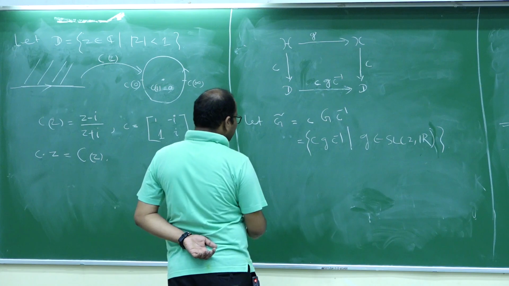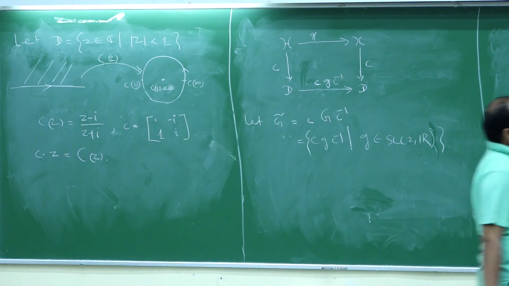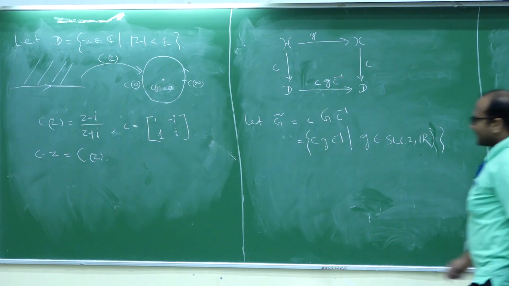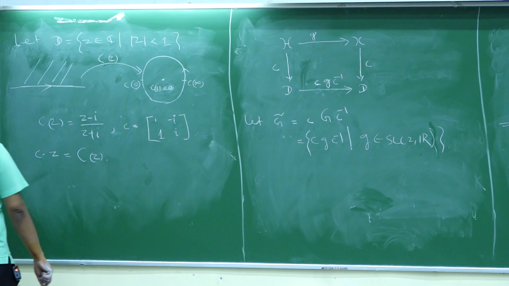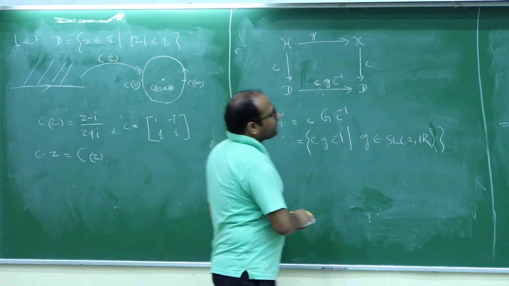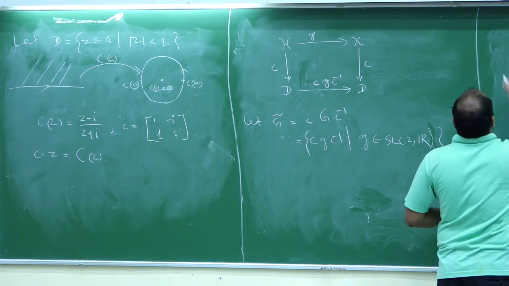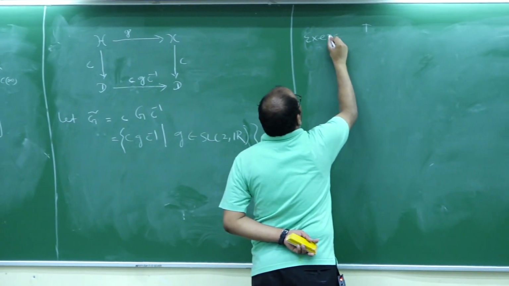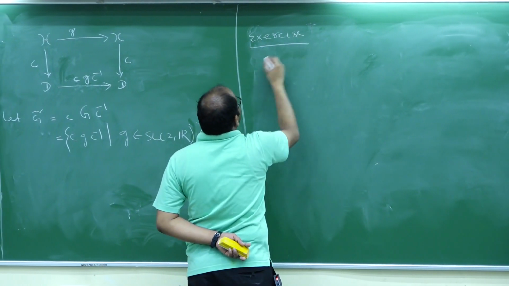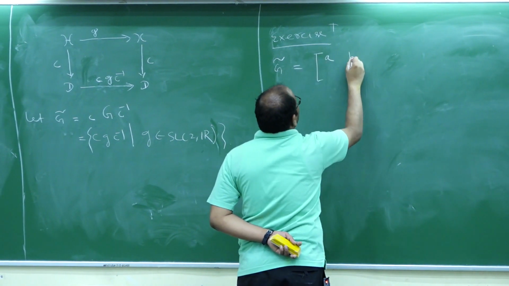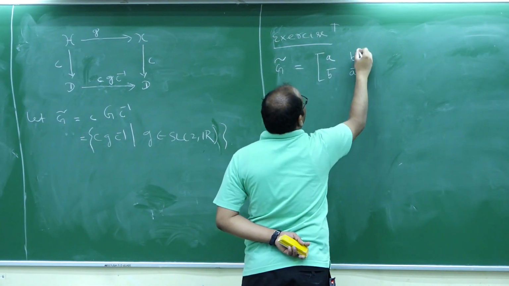So what is this group? Exercise. This is a simple computation, so I am leaving it. So G tilde, you can calculate this. This is the collection of all matrices of this form A, B, B bar, A bar.